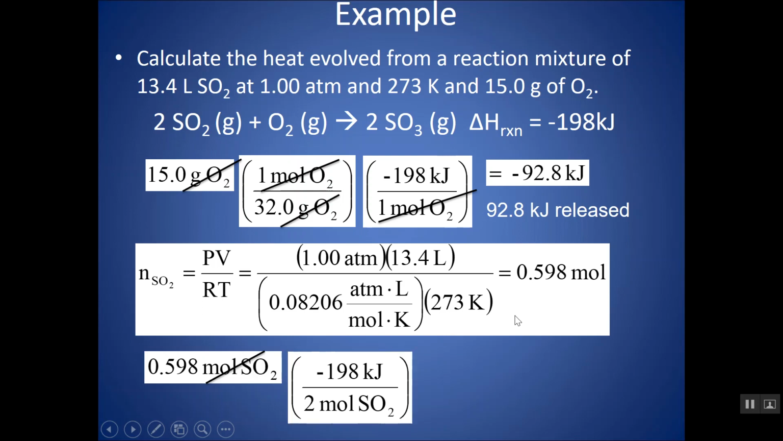Once you mole it out, then you can use that this is the amount of heat released, and be careful, for every 2 moles of SO2. So when you're using the delta H as a conversion factor, you should have 2 moles of SO2 on the bottom.